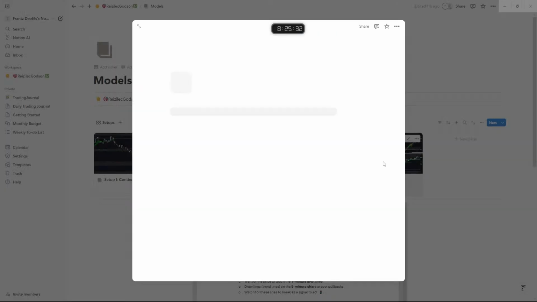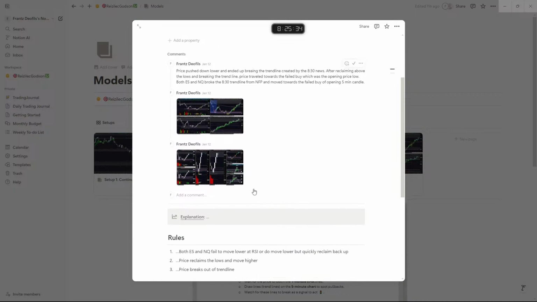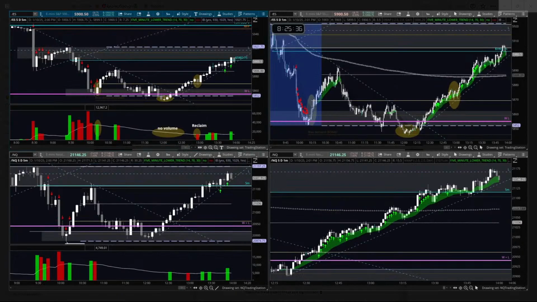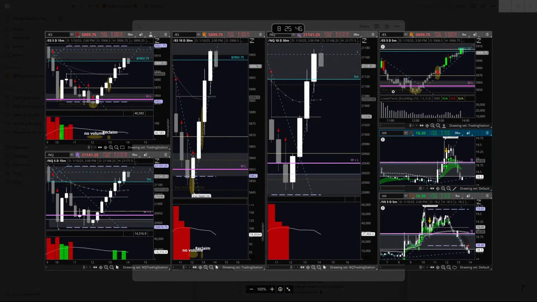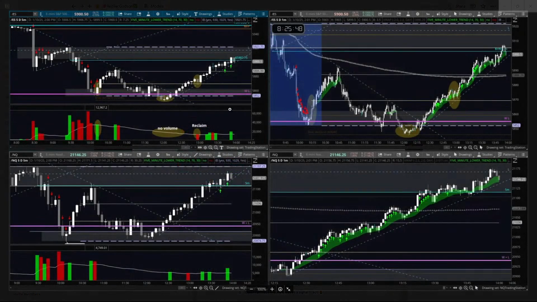I do have failed break reclaim. Failed break reclaim where price goes up with... I don't think I wrote it down correctly. I'm gonna have to redo this one. It's supposed to be where price goes through this with low volume but doesn't really break it.